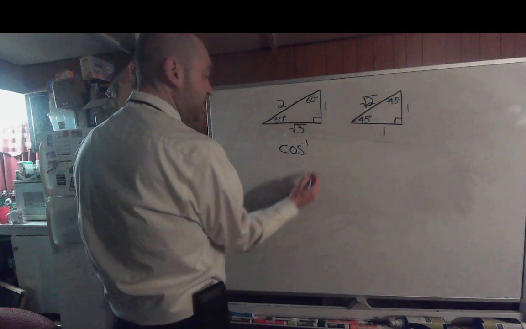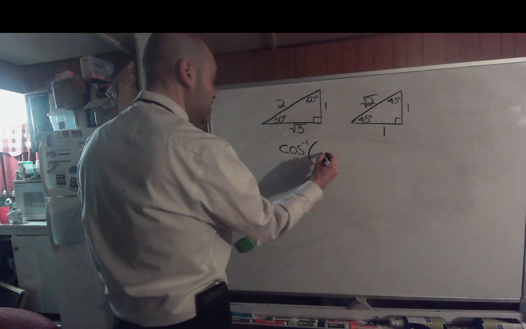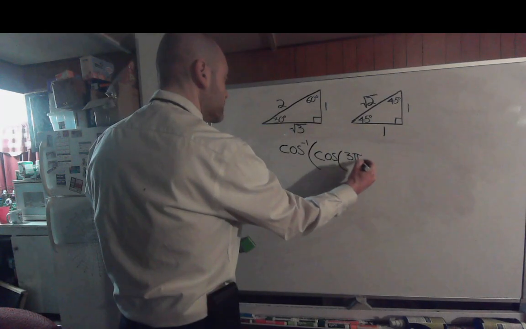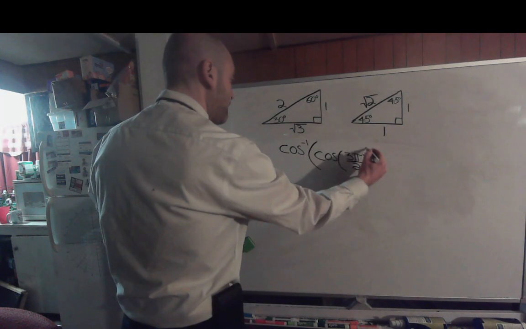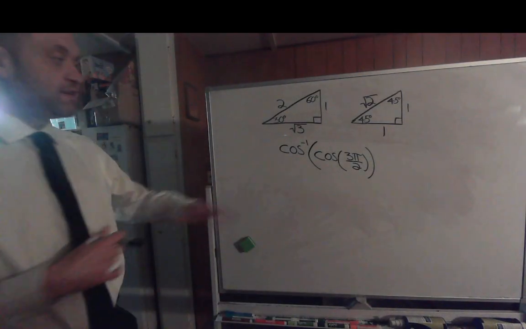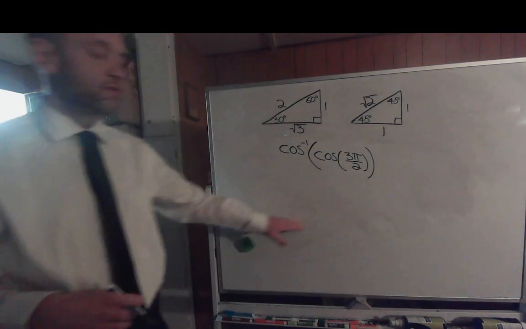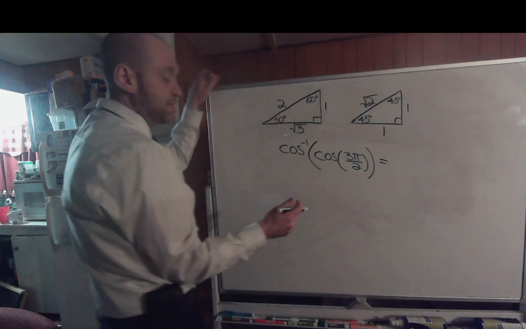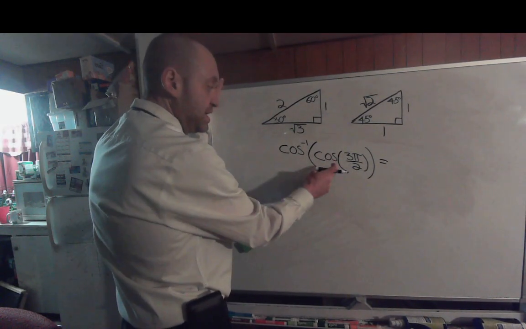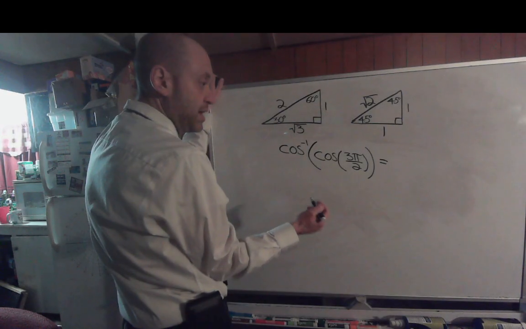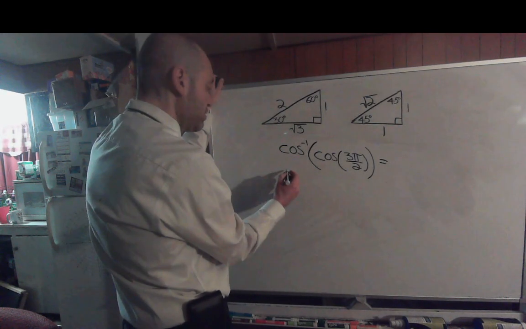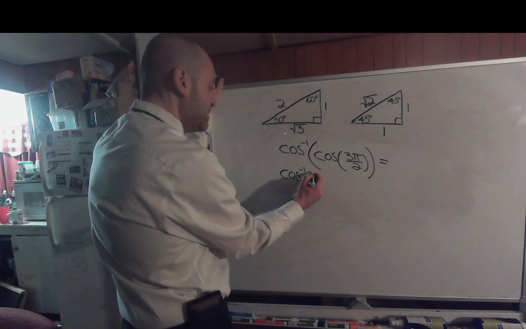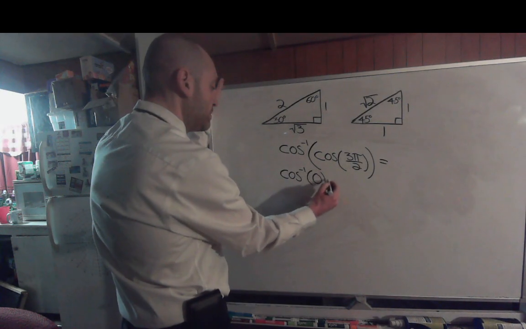We have the cosine inverse of the cosine of 3 pi over 2. Another way you can do this, and you could do this with any of them, is take the inside. What is the cosine of 3 pi over 2? Well, that's 0, right? So that's going to then end up giving you the cosine inverse of 0.